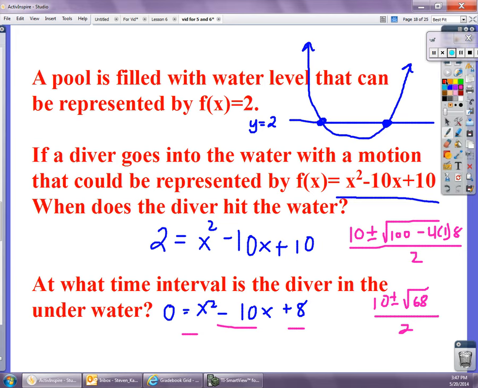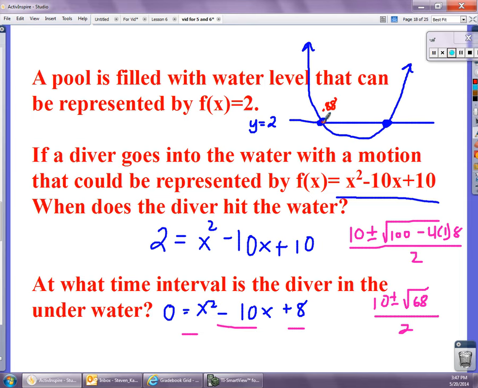And let's write those in so that I kind of understand what that means. This is the x. So this is the number of seconds it takes the diver to go from wherever he or she was diving from to the water. Then eventually, when they get back out of the water, that was at 9.1 seconds. So when does the diver hit the water? Well, the diver hit the water after about 0.9 seconds, a little less than 1 second.